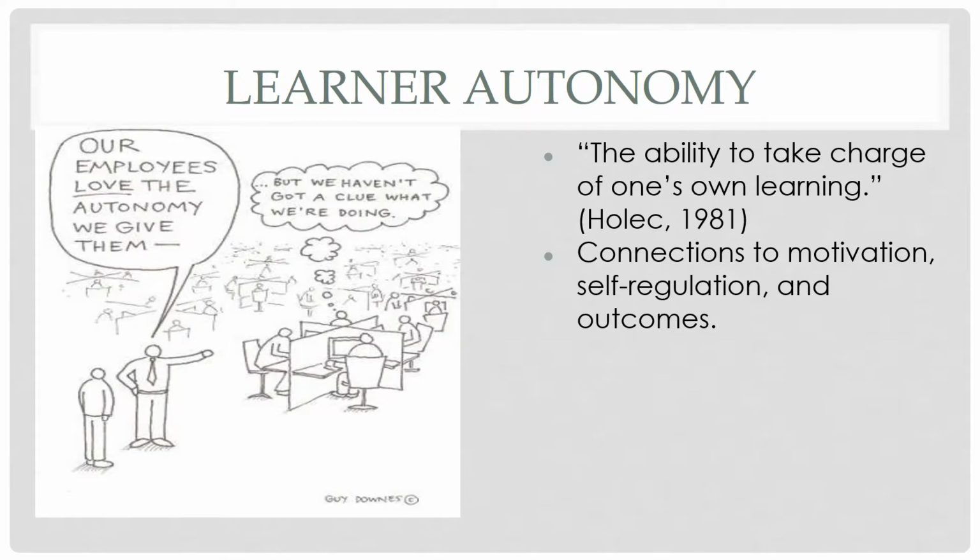As I mentioned, this is a widely agreed upon good attribute of a learner, and as we would expect, there are connections to motivation, self-regulation, and outcomes or performance in a class. And generally these are positively correlated. Learners who are more autonomous are generally more motivated. They're better able to self-regulate or track their own progress, and they do slightly better in assessments.